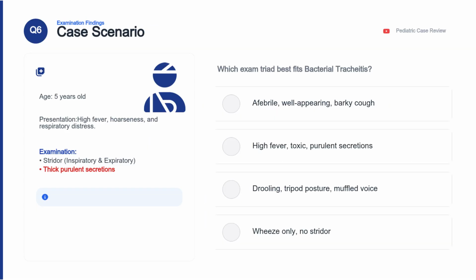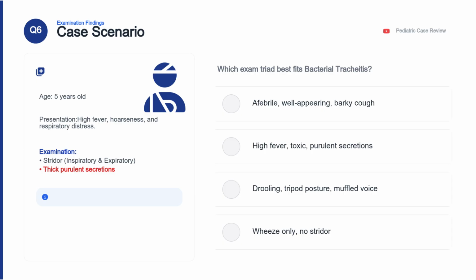Question 6 explores examination findings. A 5-year-old child presents with 3 days of worsening respiratory symptoms. On physical examination, you note high fever of 39.8 degrees Celsius, both inspiratory and expiratory stridor, severe hoarseness affecting phonation, visible subcostal and intercostal retractions, thick purulent secretions at the mouth, and no drooling. The child appears toxic and fatigued but remains alert.